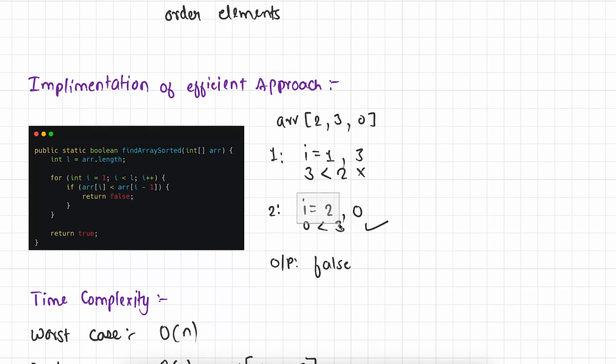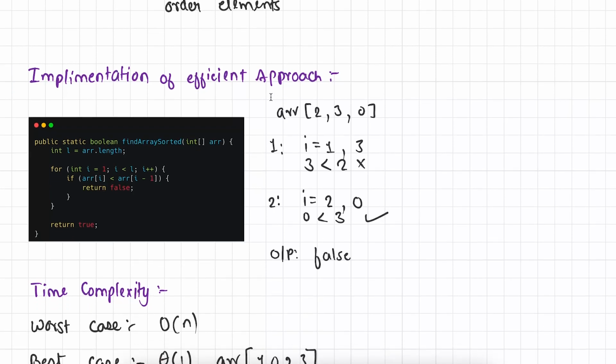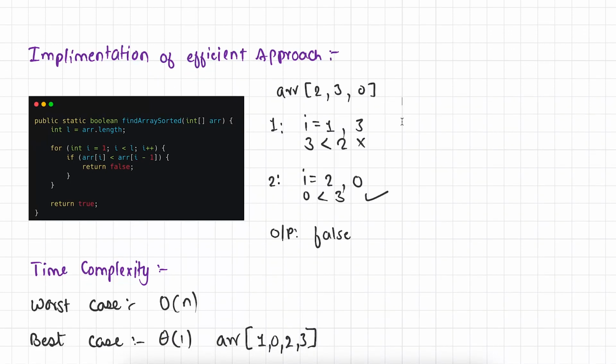Our I becomes 2 and the element at index 2 is 0. We check if 0 is less than 3 or not, and this time it is. So we simply return false. So the output for this array is false. It means this array is not in sorted order. Okay, so far so clear.